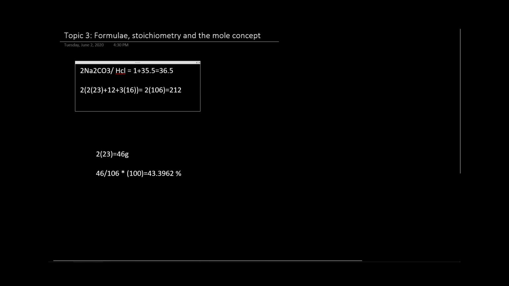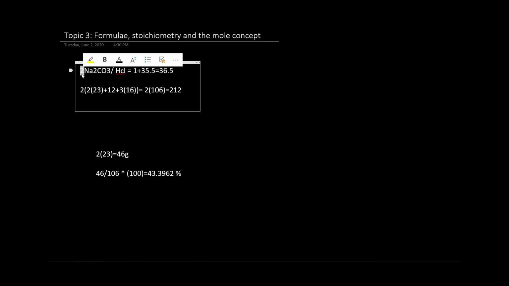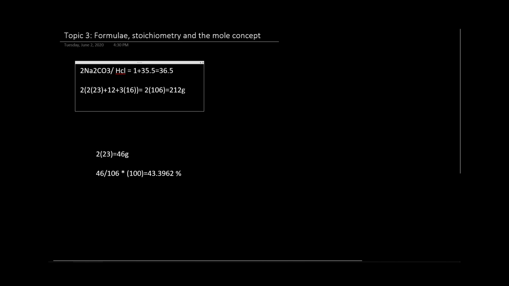So the relative formula mass of 2 moles, we call this coefficient a mole. I'll be coming to this concept later on. Just for now, know that this coefficient has a name and it's known as the mole. So 2 moles of sodium carbonate has a total mass of 212 grams. So basically, the relative formula mass of 2 moles of sodium carbonate is 212 gram.